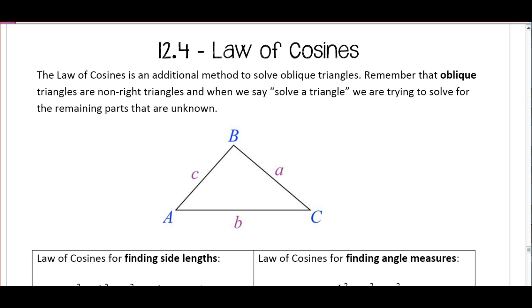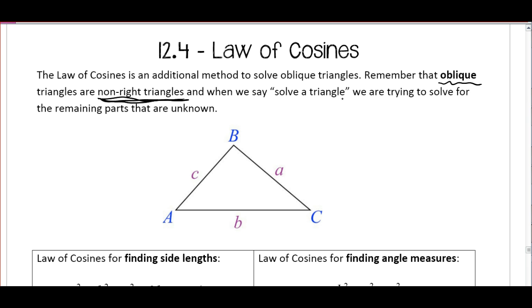So in the last section, we looked at law of sines, which was one method for solving oblique triangles. Remember, oblique triangles are non-right triangles. Okay, and again, when we say solve a triangle, we're talking about finding the remaining parts. So typically, with an oblique triangle, we'll be given 3 parts, and you have to find the other 3 parts.